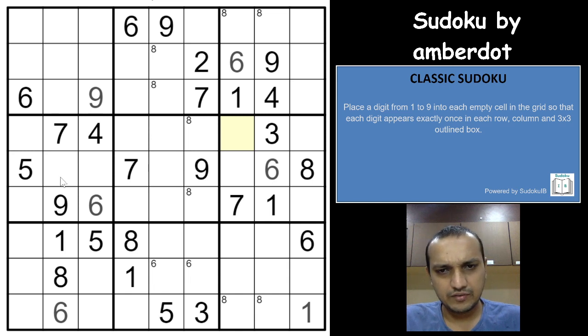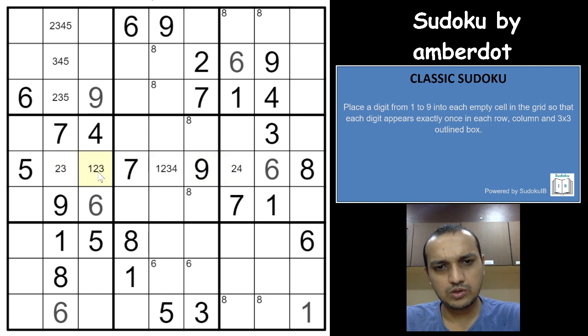Two, 3, 4 and 5. So this cell would have to be 2 3, 2 3 5, 3 4 5, and 2 3 4 and 5. 2 3 1 and 4, 2 4, 1 2 3 4, 4 1 2 and 3. Okay, nothing. 2 4 9 and 5, 4 2 5 9, 2 5 9, 2 4 and 5. Am I right here?